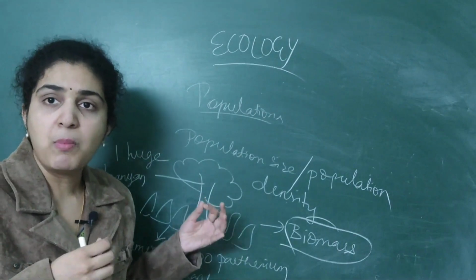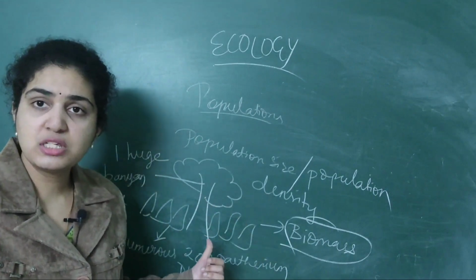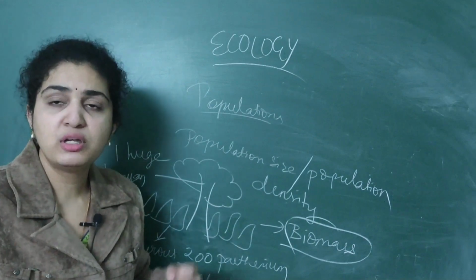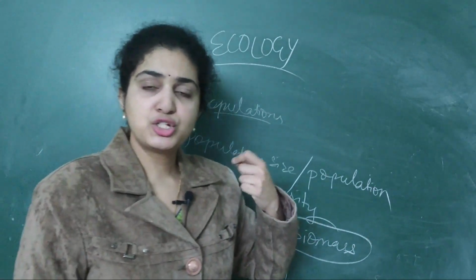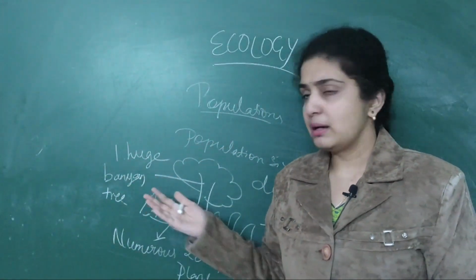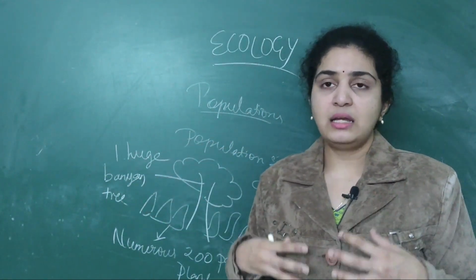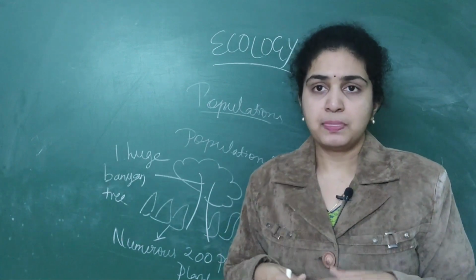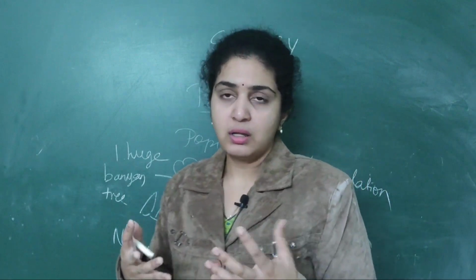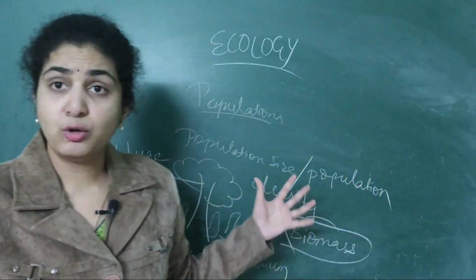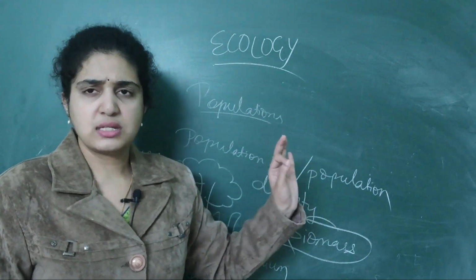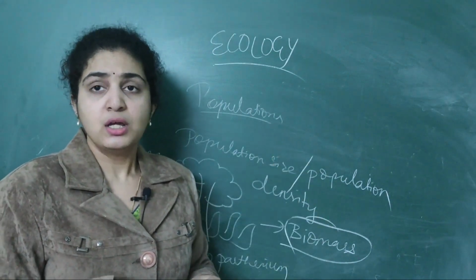So here the biomass of banyan tree is more than that of plants. If you say under population size or population number, then Parthenium plants are more than banyan tree. If you say in terms of density, then the banyan tree density, or the biomass, is more than that of plants. So this is a good example which is given.